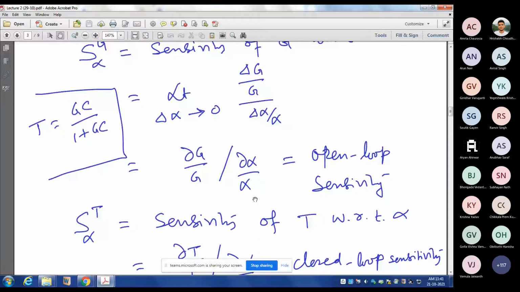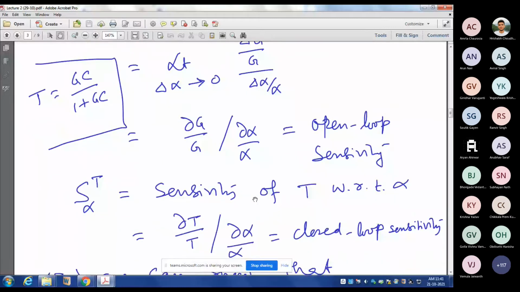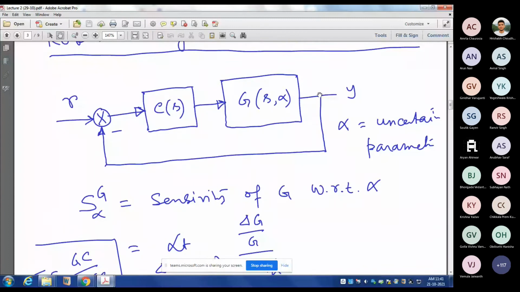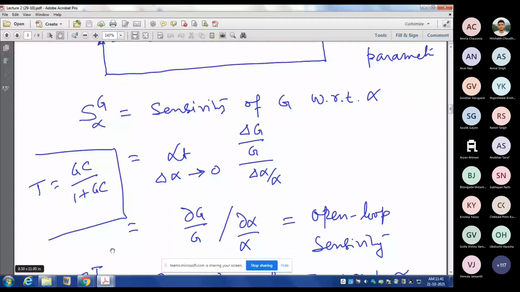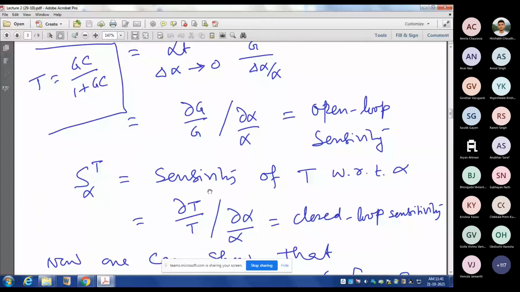Similarly, the sensitivity of the closed loop transfer function. If you close the loop with a controller, then suppose the closed loop transfer function is GC by 1 plus GC. Of course, I have not written G of alpha C for convenience. Then ultimately you will get the closed loop sensitivity. This is your open loop sensitivity S alpha G, and S alpha T is your closed loop sensitivity, equal to del T by T divided by del alpha by alpha.